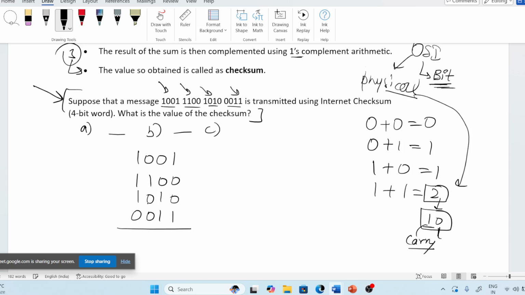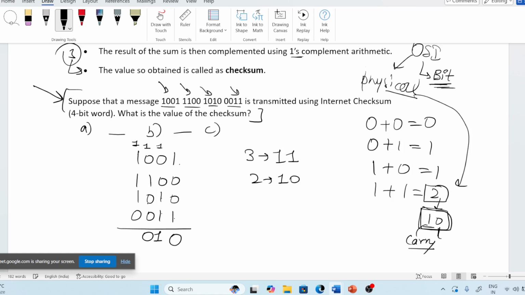Let's add: 1 + 1 is 2. How do we write 2? 1 and 0, so 0 is written and 1 is your carry. Then 1 + 1 + 1 is 3. We write 3 as 1 1, so 1 is written and 1 is my carry. Then 1 + 1 is 2, which we write as 1 and 0. 0 here, and 1 is my carry.